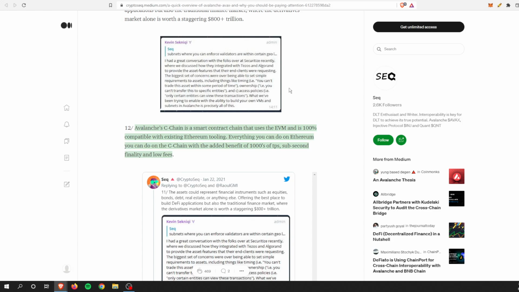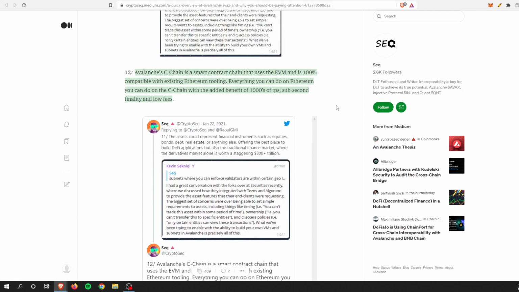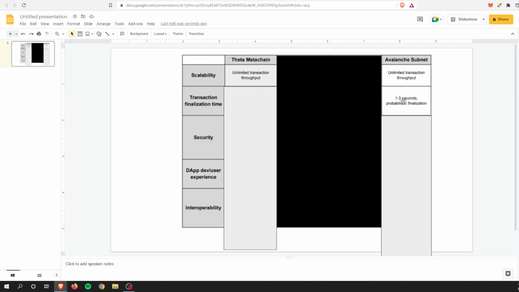And then another way to see it is Avalanche's C chain is a smart contract chain that uses EVM and is 100% compatible. Everything you do on it has the benefit of 1,000 TPS or more, and then sub-second finality and low fees. So this article, which is from Avalanche, so I trust this one a little bit more, they're saying sub-second potentially for Avalanche. So maybe even a little bit faster than what the white paper says.